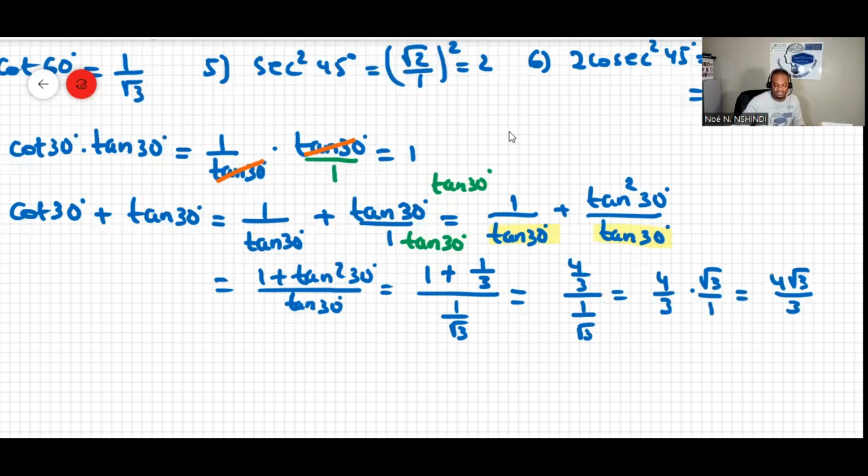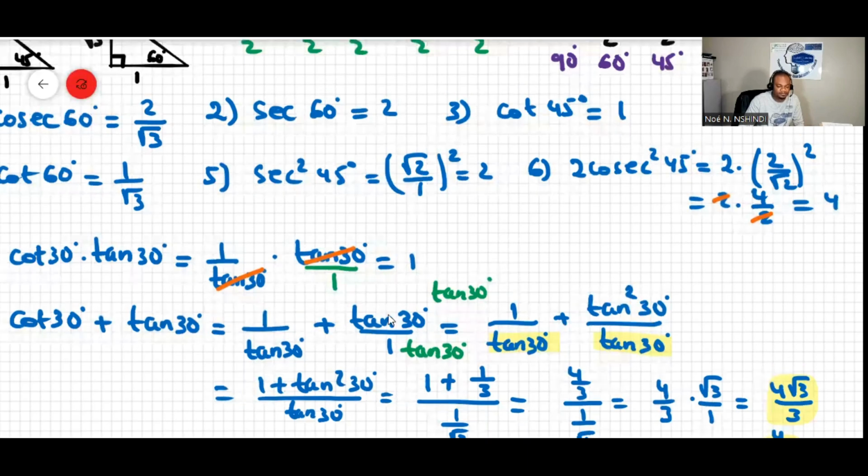You may get this answer, 4 over root 3. Note that the two answers here are identical. The difference is that one is rationalized, the other is not. Okay, if you get this answer, don't say you got it wrong, you still got it right.